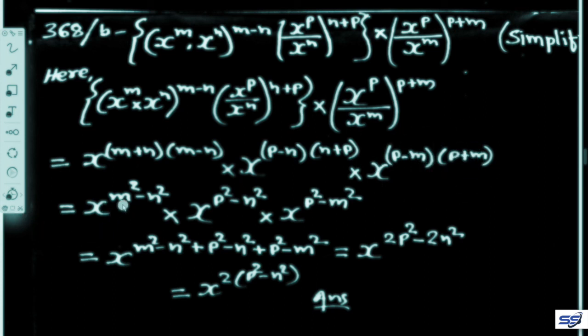Equal. On multiplying this both, it comes m square minus n square, or also as per formula a square minus b square, we can keep as usual m square minus n square. Here also p square minus n square. Here x to the power p square minus m square. Here comes in x to the power m square minus n square into x to the power p square minus n square into x to the power p square minus m square.